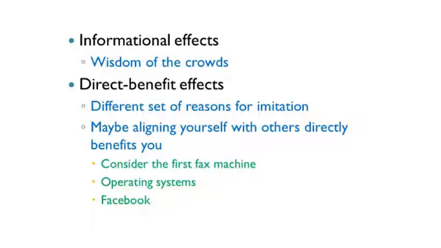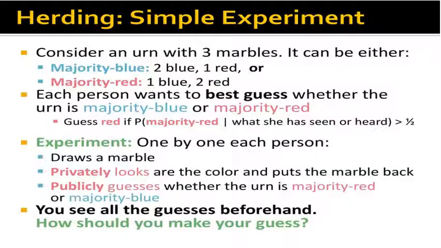So there are two effects: one is the informational effect, and the second is the direct benefit effect. Herding: we are going to follow a simple experiment on herding. Herding is a group behavior. Consider an urn, a basket with three marbles. It can be either majority blue or majority red: two blue and one red, or one blue and two red. The urn consists of a majority of blue or a majority of red.